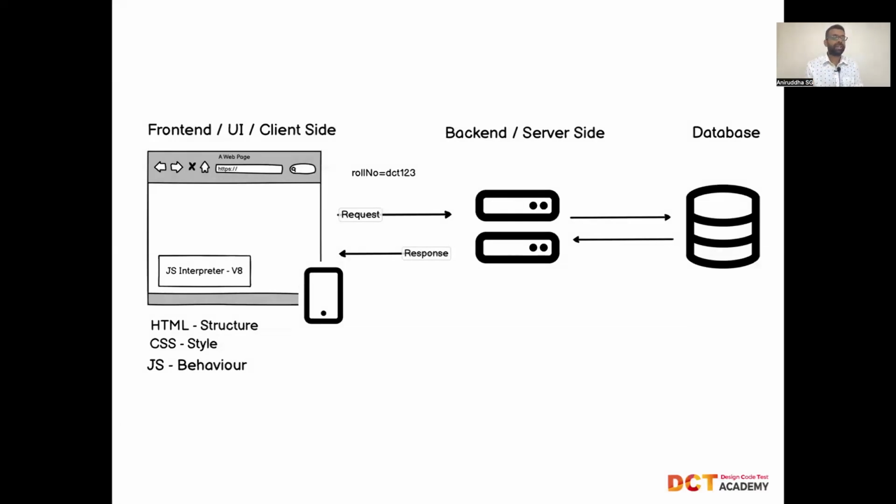So when you're talking about front end, the three technologies would be HTML, CSS, JavaScript. Again, you can update this particular diagram. The browser would have something called a JavaScript interpreter built inside it. And that interpreter is called the V8 engine. So the JavaScript interpreter in the browser is called the V8 engine.